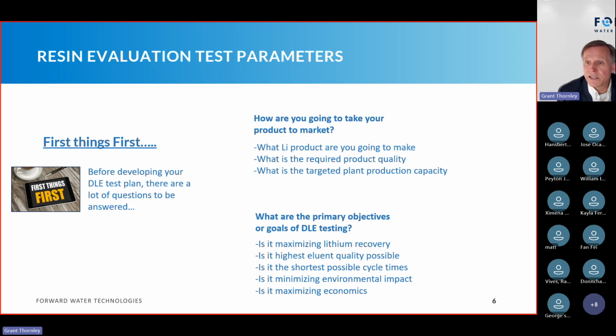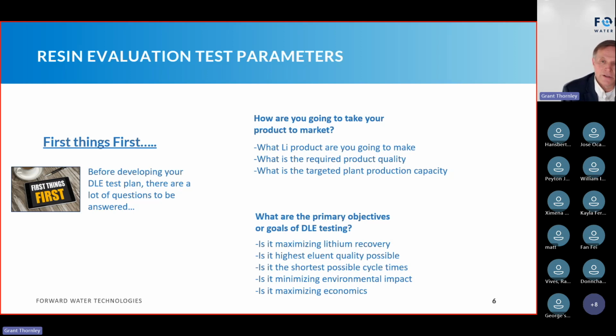And then, what's the targeted plant production capacity? Why is that important? Well, if it's a large capacity, some of the DLE media providers you're dealing with don't have their resin capacity up. So if you say, look, I'm going to be doing 20,000 or 60,000 or 50,000 metric tons a year LCE, they might not have the resin capacity for you. So always check. Know what your production capacity is going to be, because that will dictate it, and you'll be able to tell the supplier how much resin you're going to need.